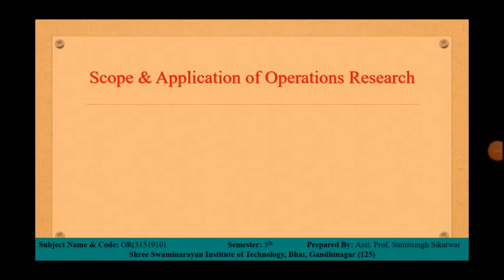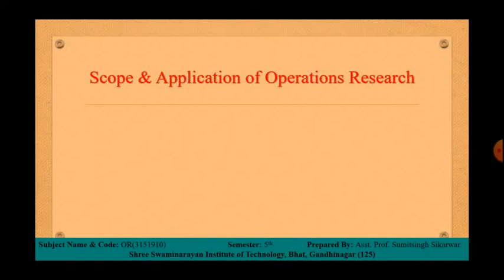Now, the scope of any subject indicates the limit of application of the subject matter or techniques of the subject to various fields to solve a variety of problems. We have studied in the objective of operation research that it will give a scientific base for the executive to take decisions or to solve the problems of systems under their control. The system may be business, industry, government, or defense.